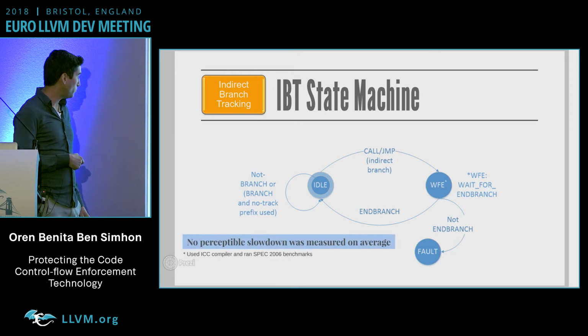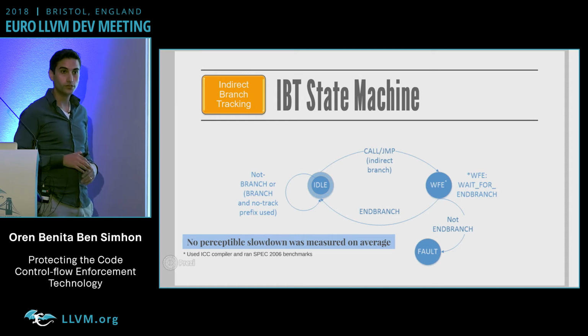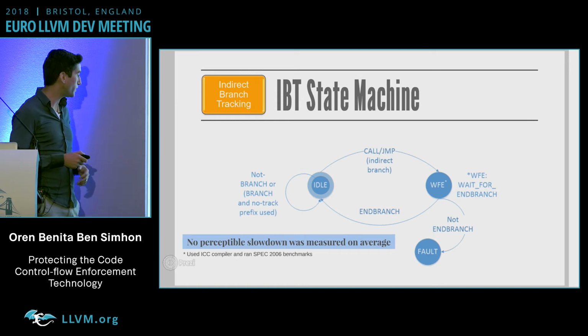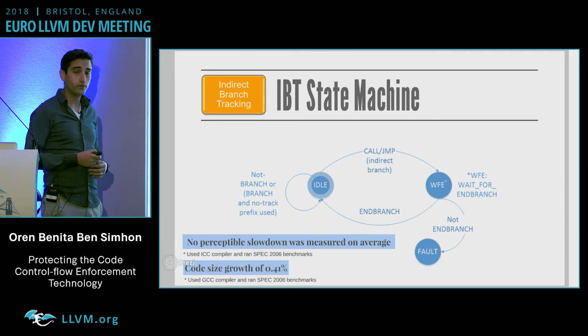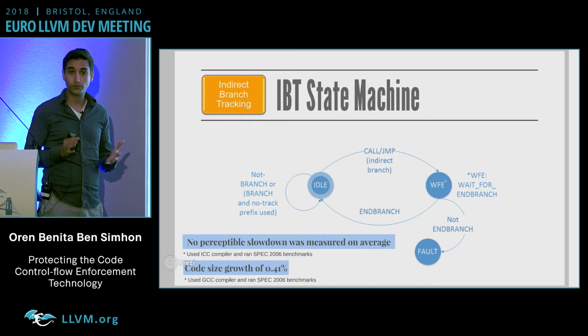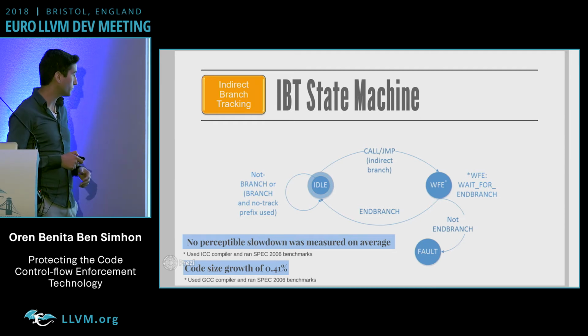There was no perceptible slowdown measured, and we did it using the ICC compiler and ran SPEC 2006. The code size growth is about 0.41%, which is really low.